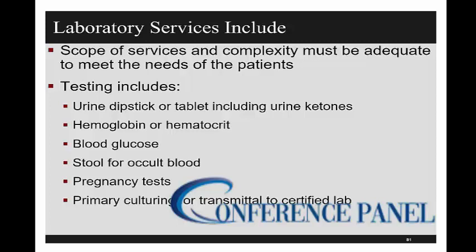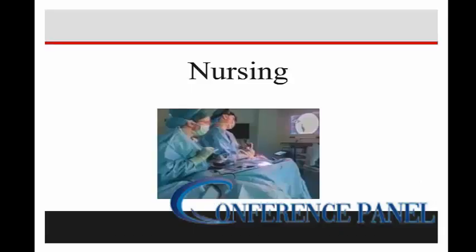And this is some of the testing that is included. This, again, is out of the manual. Urine dipsticks, testing for ketones, diabetes, hemoglobin, hematocrit, glucose, stool for occult blood, pregnancy tests, primary culturing. And what they're looking for here is that you can send it off to a certified lab if you can't do it. Again, the lab doesn't take very many pages.